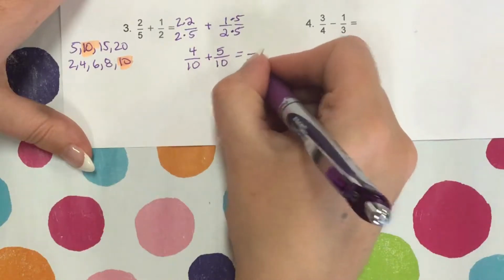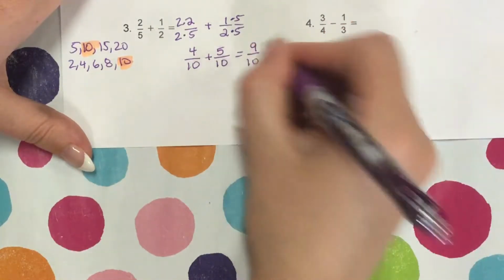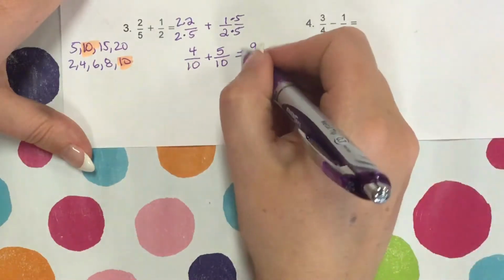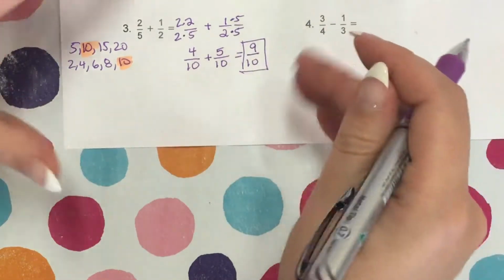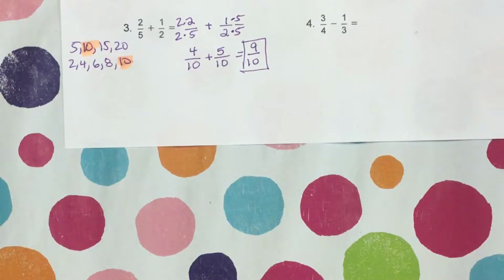And then I just add. I keep the same number in the denominator, and then 4 plus 5 is 9. I'm going to look and see if that's in lowest terms, and it is, so that's it. That's my answer, 9/10. So if you got that right, great job. Okay, on to number 4.